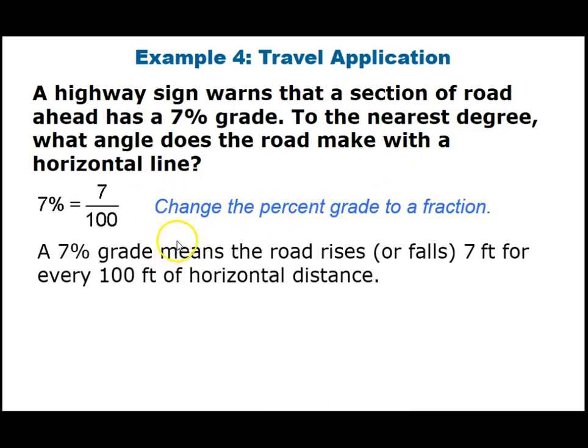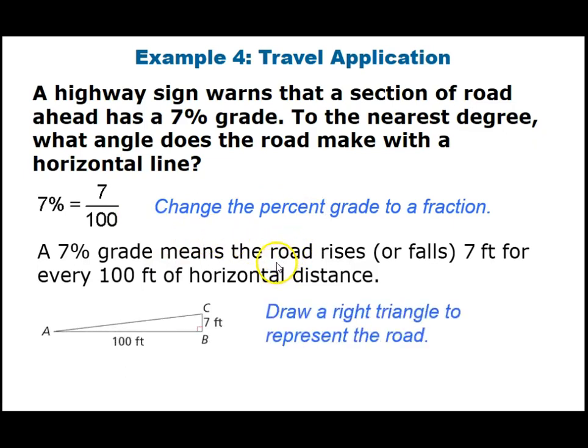Now, after we do that, then we can talk about what does this look like. So we're going to draw this right triangle. So that means our distance horizontally was 100 feet. Our vertical distance was 7 feet. So they're asking us to find this angle down here at A. So this angle down here is what we're looking for, the angle of elevation.